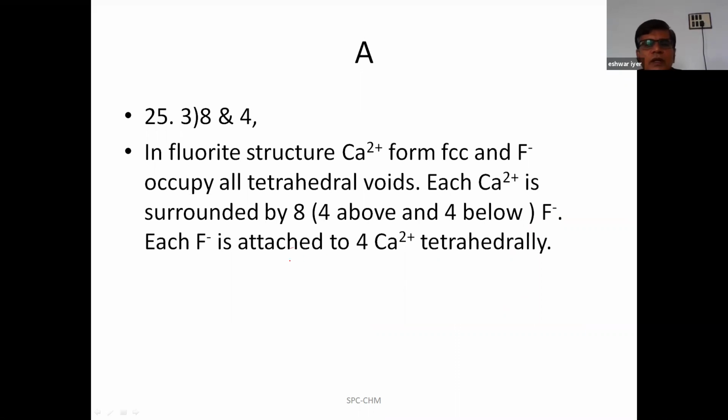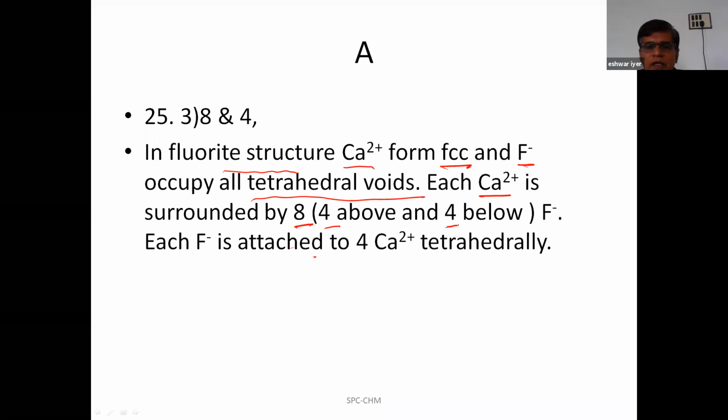So now look at this explanation. In fluorite structure, calcium ions form FCC, the positions I told you. Then fluoride occupy all tetrahedral voids. Each calcium is surrounded by 8 fluoride, 4 above, 4 below, a cubic arrangement. Next, each F minus is surrounded by 4 Ca plus 2. So that makes the coordination number of calcium 8, and the coordination number of fluoride 4.